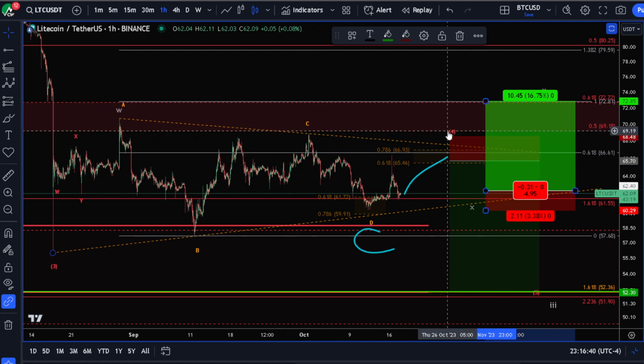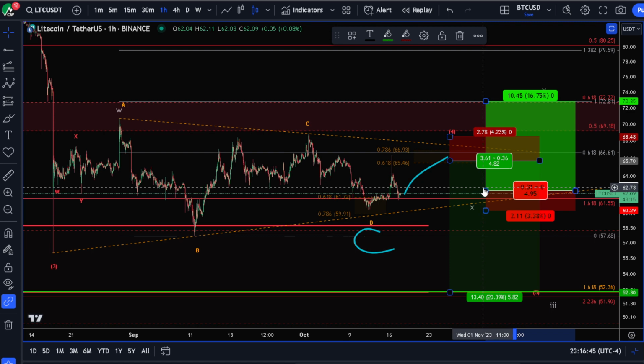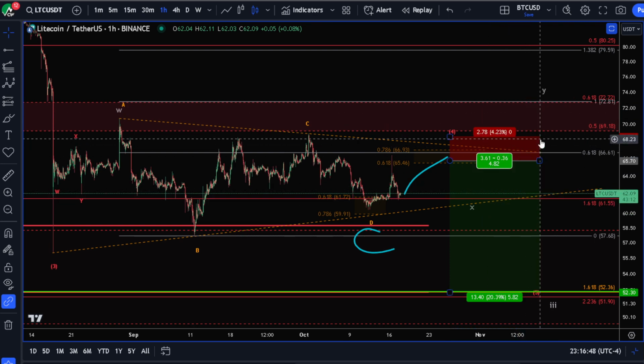Open a short, stop up here. If we start coming down, I'll leave that short open, and then I'll take a long to hedge the other way just to make sure I get the trade.